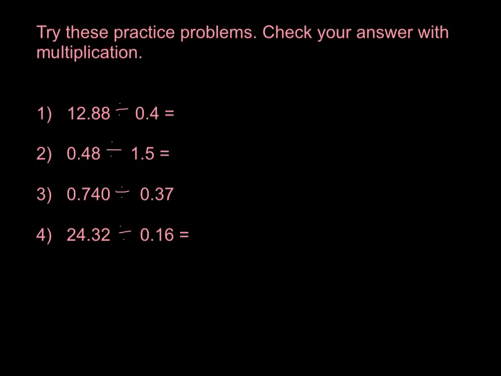Try these 4 practice problems. Make sure that you know the first number is the number that goes under the house. The second number should be on the outside of your problem. And to make sure you're doing it correctly, read your problem when you're writing it down to see that it matches what you're saying. 12 8800ths divided by 4/10. Check all of your answers with multiplication to make sure that you're getting the number you initially started with.